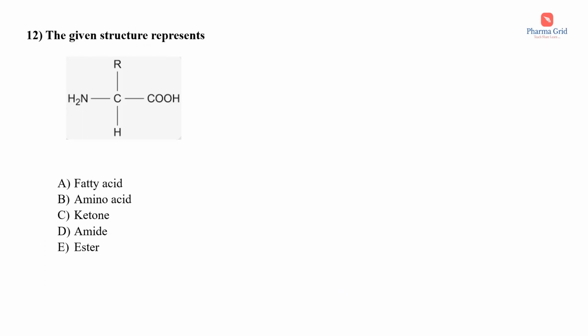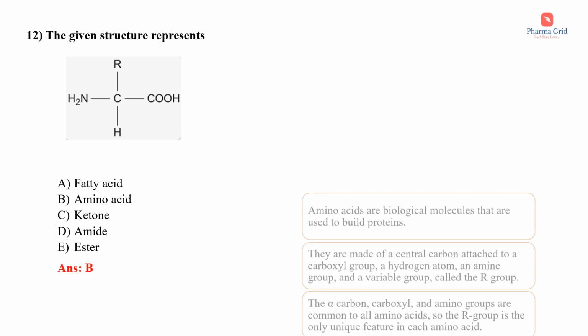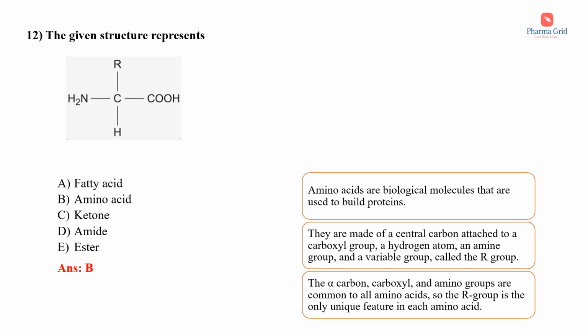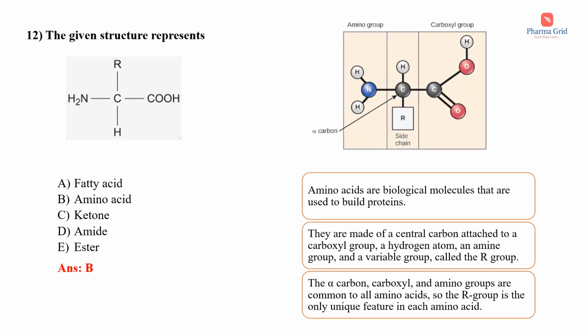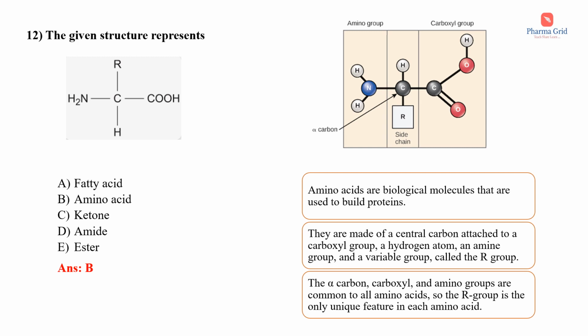Next question. The given structure represents, the options are fatty acid, amino acid, ketone, amide, ester. Here the correct answer is option B, that is amino acid. Amino acids are biological molecules that are used to build proteins. They are made of a central carbon attached to a carboxyl group, a hydrogen atom, an amine group, and a variable group called the R group.